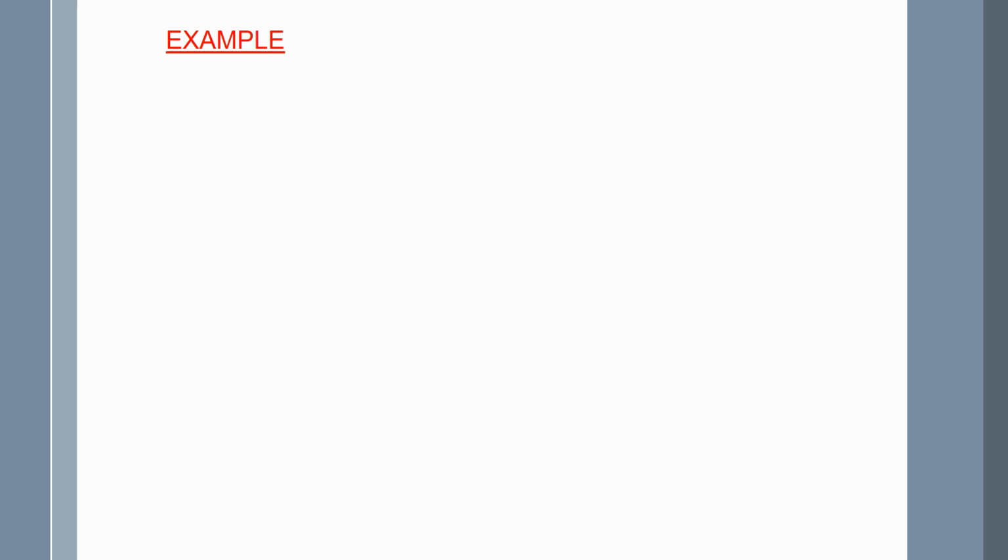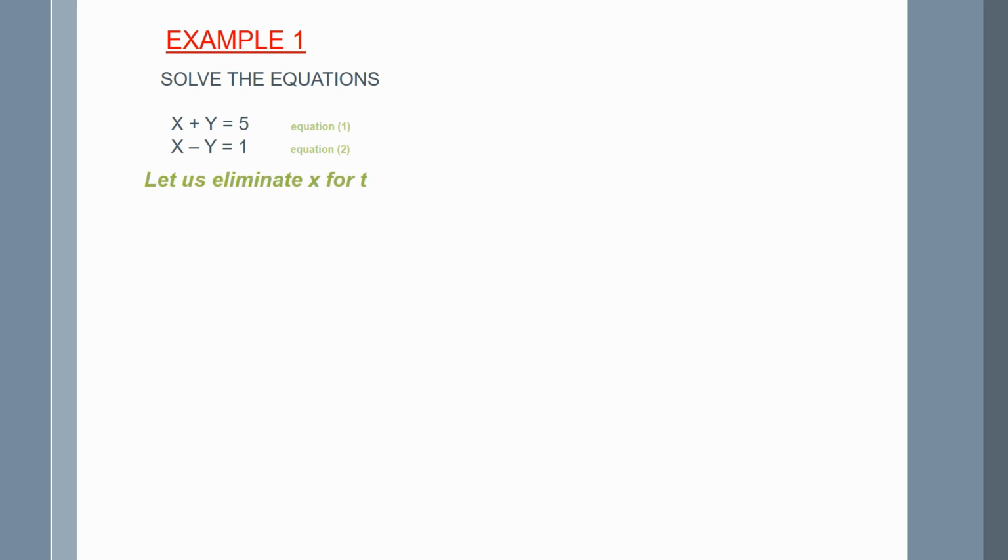Solve for x and y in the pair of simultaneous equations below. These are x plus y is 5 and x minus y equals 1. Now, how are we going to do this? We seek to eliminate one of the unknowns. The unknowns in this case are x and y. So we seek to eliminate either x or y. For this particular example, let us eliminate x.